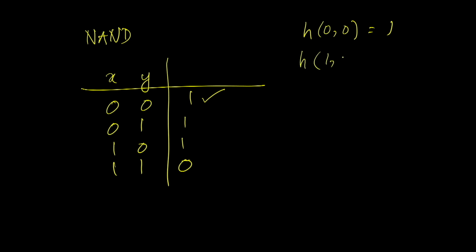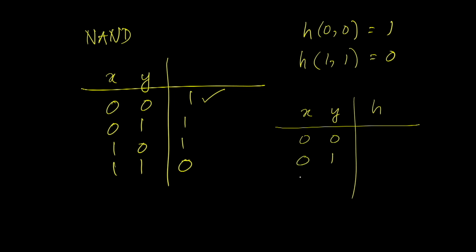Similarly, we can also argue that h of 1 1 has to be 0. That is, when both the inputs are 1, the output has to be 0, otherwise we will not be able to produce, for example, the OR function, which produces a 1 when both the inputs are 1. Therefore, if you visualize the truth table of h, you find that it should be of this form. The first entry is 1 and the last entry is 0. Now, there are two vacancies. These vacancies can be filled in 4 different ways.